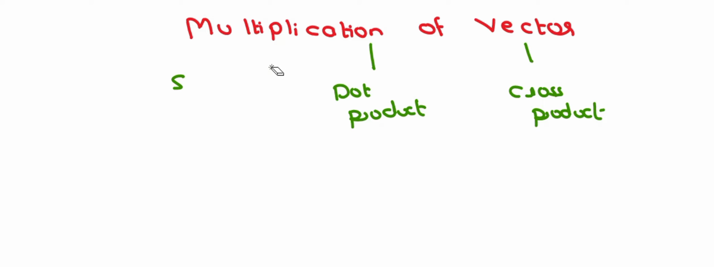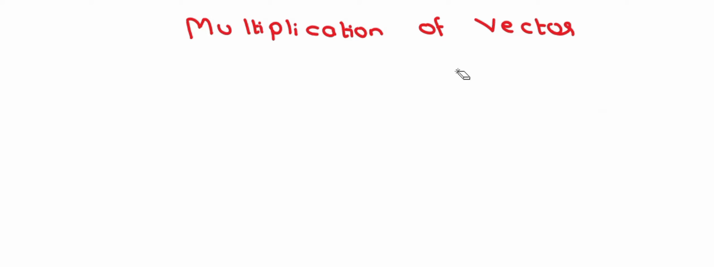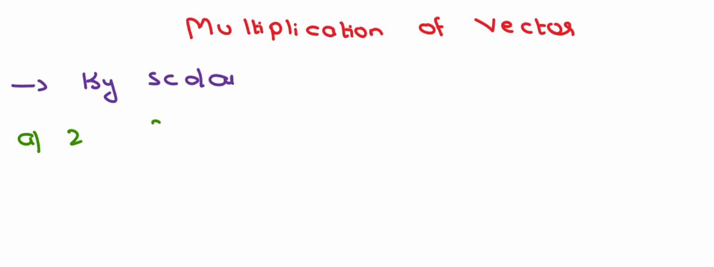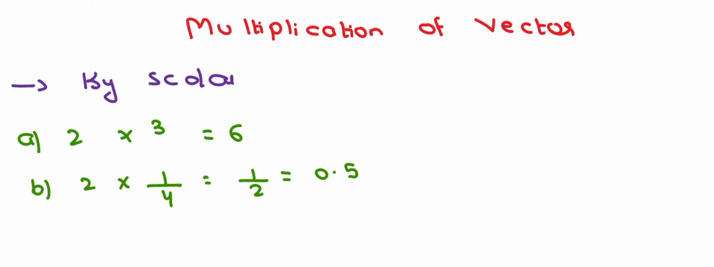Now, what about the multiplication of a vector by a scalar? Let's suppose we have two numbers like 2 and 3 and we are going to multiply them. So the answer will be 6 here. Similarly, if we have two numbers like 2 and 1 upon 4 and we multiply them, the answer will be 1 upon 2, or you can say 0.5.